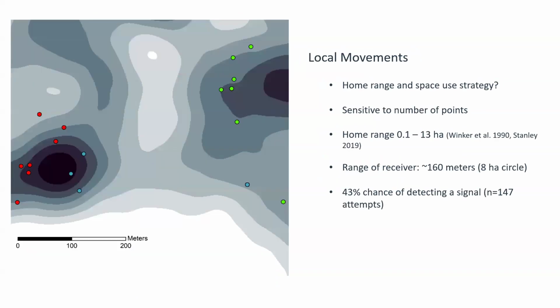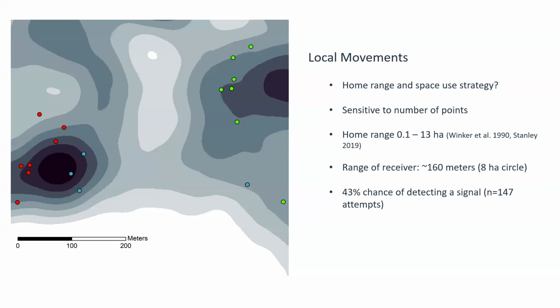Okay, local movements. The different colors of dots on the left here show locations for 3 wood thrushes obtained by manual handheld telemetry. And so we can maybe start getting a sense of home range size, perhaps space use strategies, but this is sensitive to the number of points you have, right? And we got very few points from some individuals.